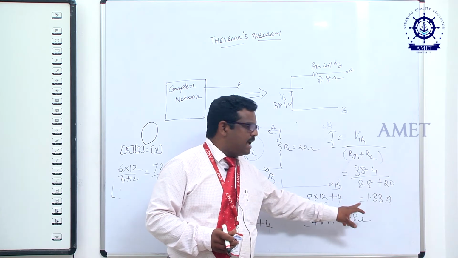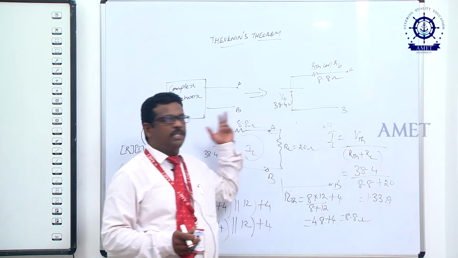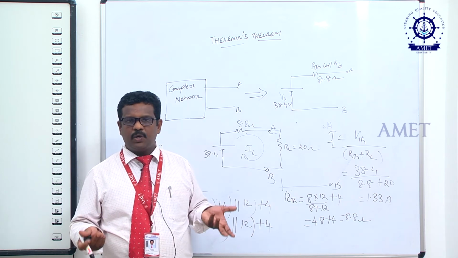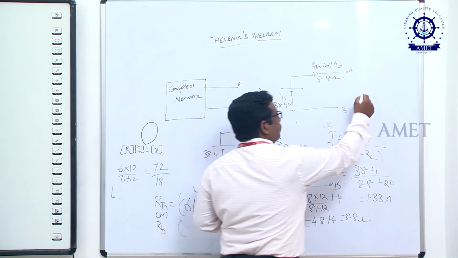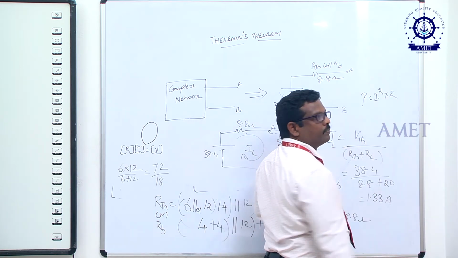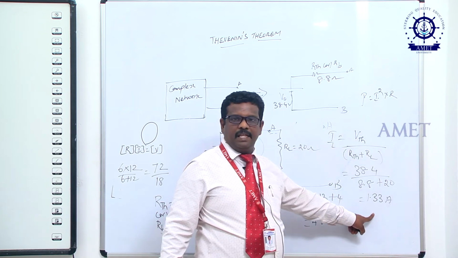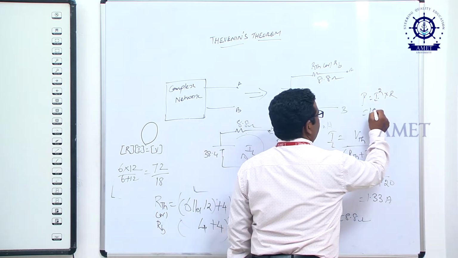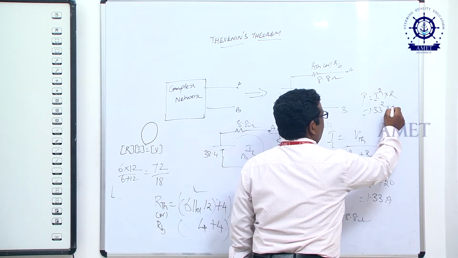Now we found out the current. What is the power consumed in the load? Power is nothing but I square R. Power is equal to I square into R. The current is 1.33, into R, 20 ohms.